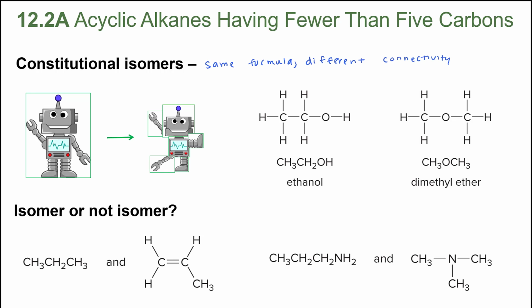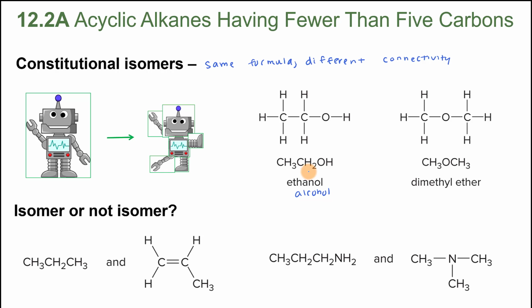If we look at this robot guy, this is how we would see a standard robot, where there's a head, a body, 2 arms, and 2 legs. But if we disconnected the different parts of the robot and put it together differently, that is going to be a constitutional isomer. So if we look at ethanol, it has a CH3, CH2, and OH, where the functional group here is an alcohol.